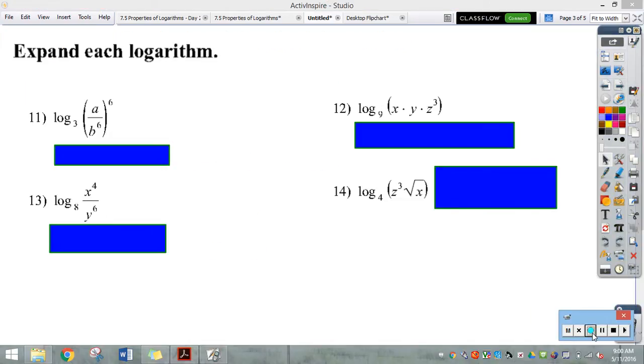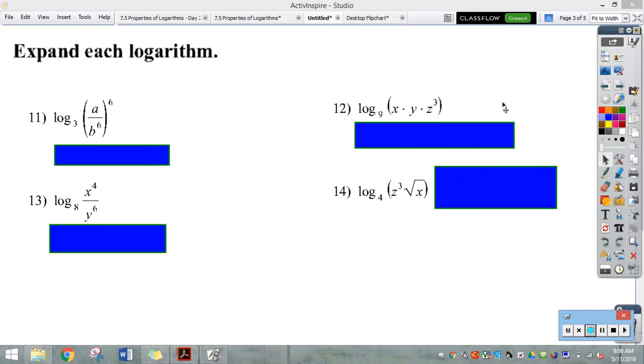In the first example, the directions say expand each logarithm, and what that means is they want you to take these properties that I just showed you and apply them to take one logarithm and expand it into two or more. And so let's wait on number 11. Let's start with number 12. All right, number 12 is log base 9 of x times y times z cubed.